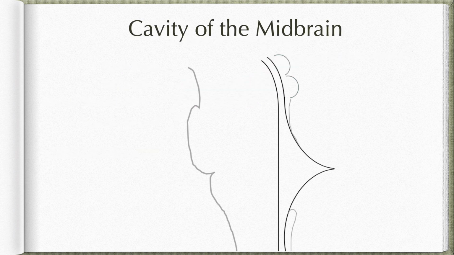Now coming to the cavity of the midbrain. The cavity of the midbrain is known as cerebral aqueduct or aqueduct of Sylvius. It's a narrow canal resembling the central canal. It connects the fourth ventricle, which is the cavity of the hindbrain, with the third ventricle, which is the cavity of diencephalon. And see the axis of the cerebral aqueduct. It runs forwards and upwards. That's the same direction in which the midbrain will be bent.